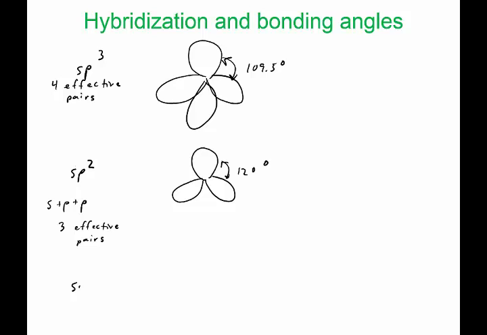And if you have an sp hybrid, it only has 2 effective pairs, so it only needs 2 orbitals to fuse together. It's an s and a p, and your middle central atom would have either two bonded atoms or lone pairs. So the bonding angle here would be 180 degrees. Let's look at a couple examples to get an idea of how this works. When do you have sp? When do you have sp2? When do you have sp3?